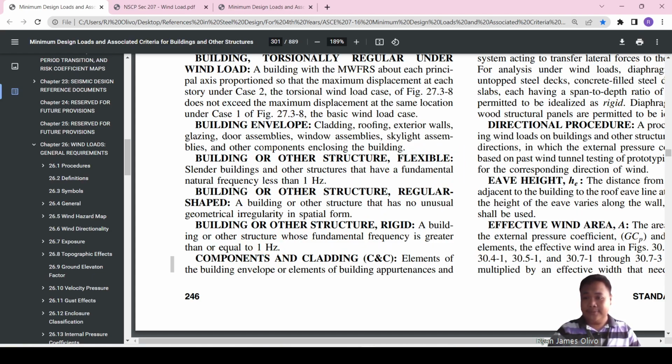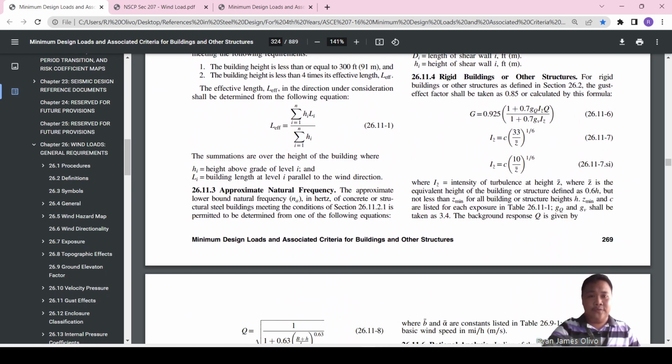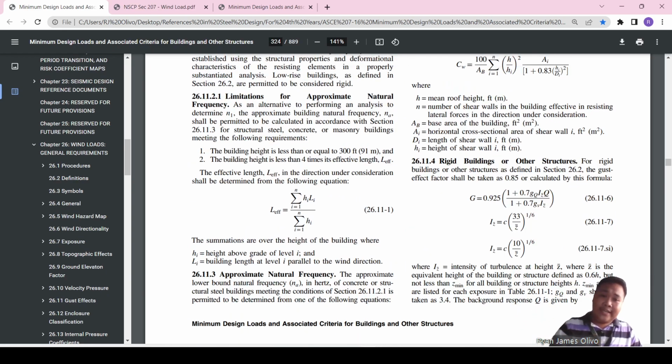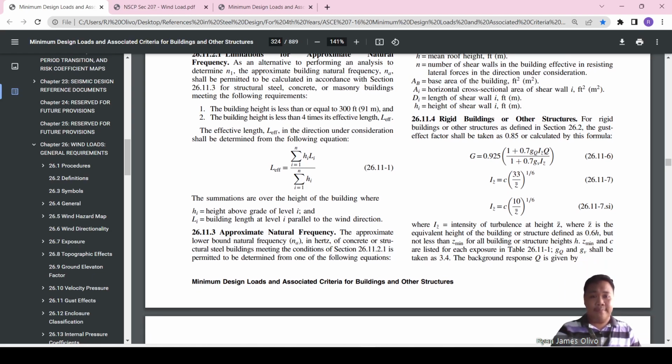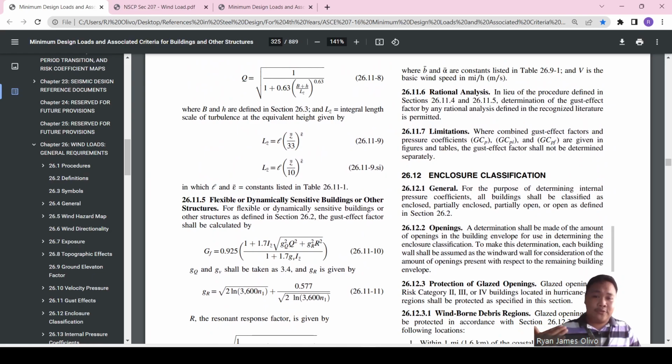So let's go back to the Gust effect. As you can see, the Gust effect has two formulas, but if it is rigid, that means that the fundamental frequency is greater than 1. Use 0.85. So don't bother to calculate this, but you can also calculate because this is easy. But as you can see, just get it as 0.85. But it is very important to compute this one if it is flexible.